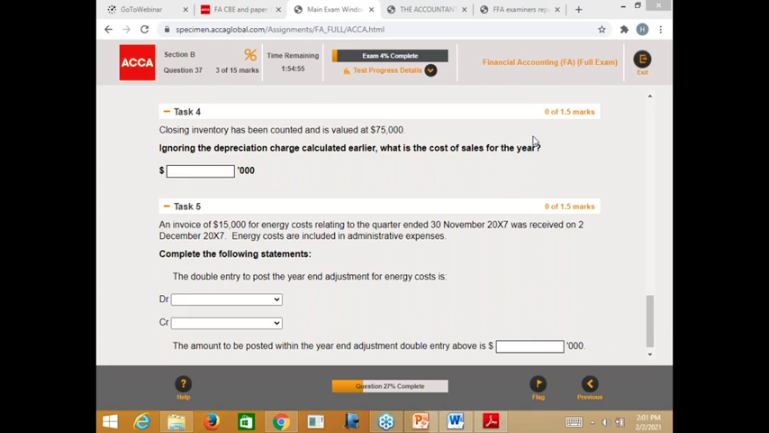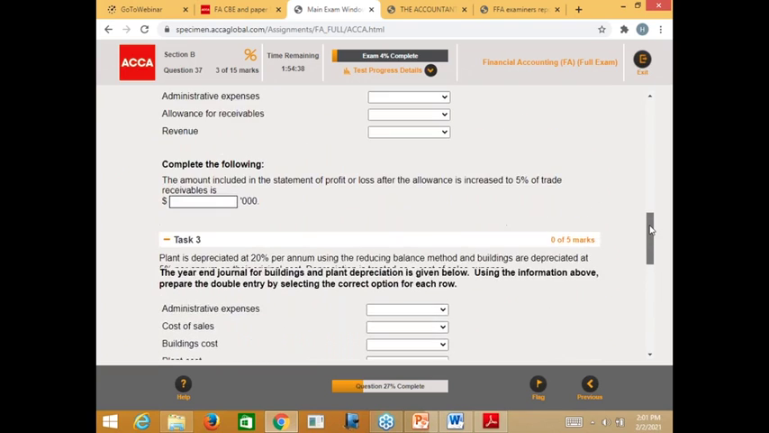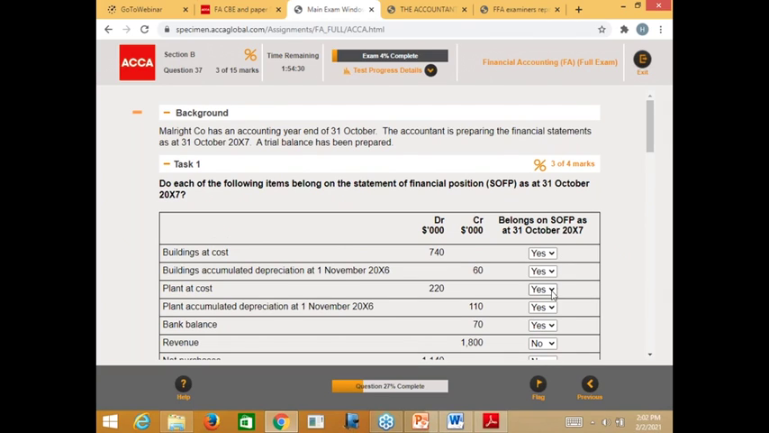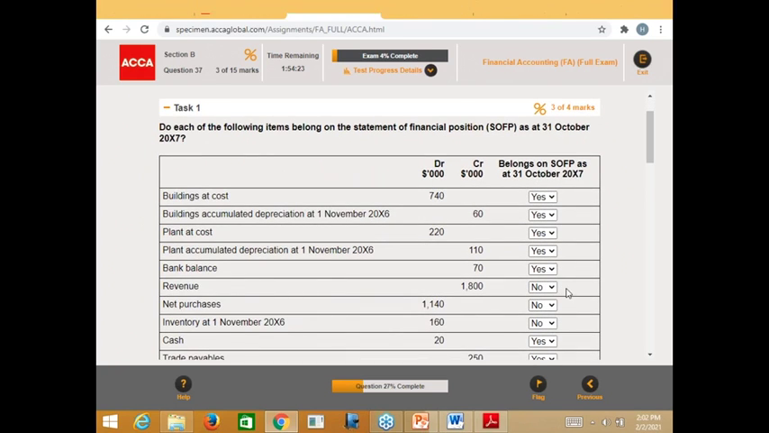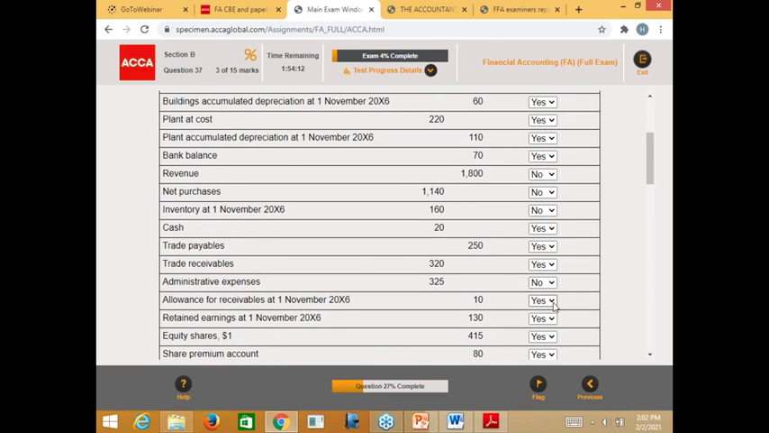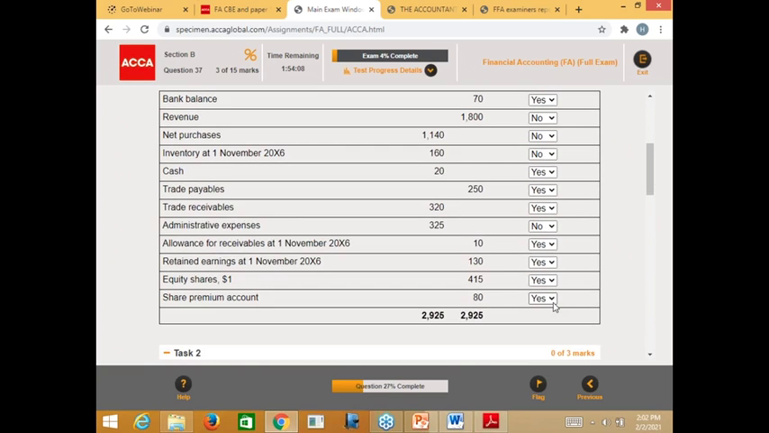Accumulated depreciation account is an account having a nature of contra asset. The contra asset will always go in the balance sheet. Depreciation expense account will go in the income statement. Net purchases. Allowance for receivable opening will not go in the balance sheet. The closing allowance will go in the balance sheet. That's it.